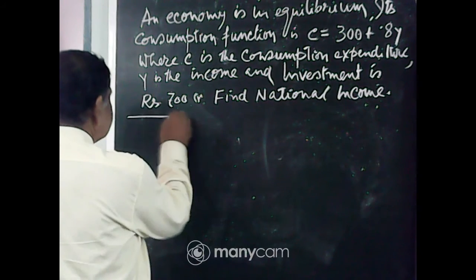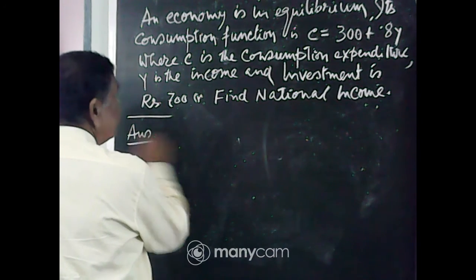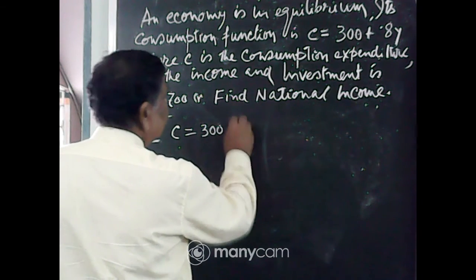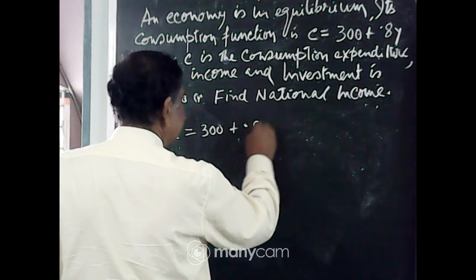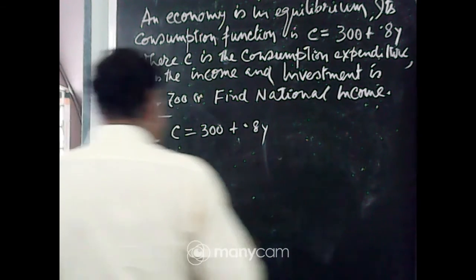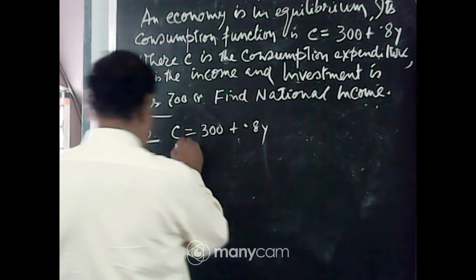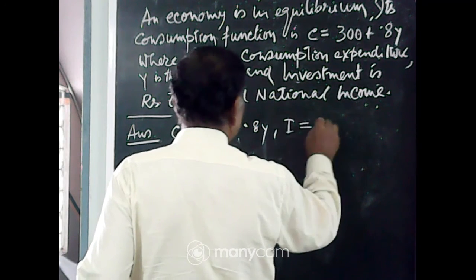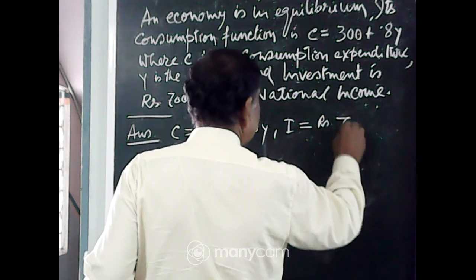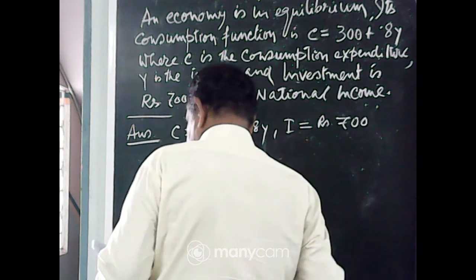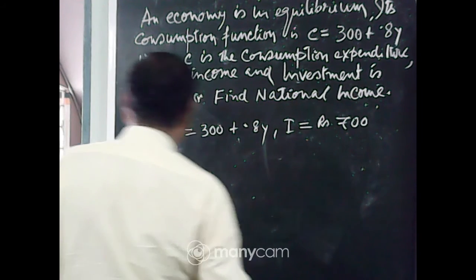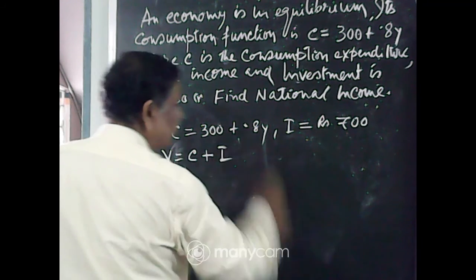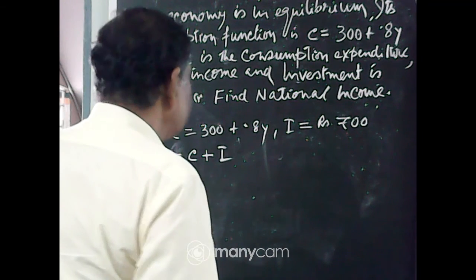So what is given? The consumption function is given. C is equal to 300 plus 0.8y. Also investment is given, that is I is equal to rupees 700 crore. Now what do we know? Y is equal to C plus I.